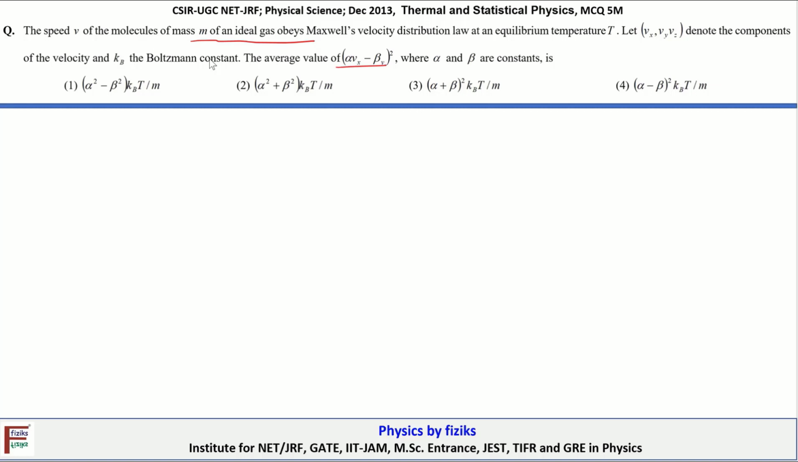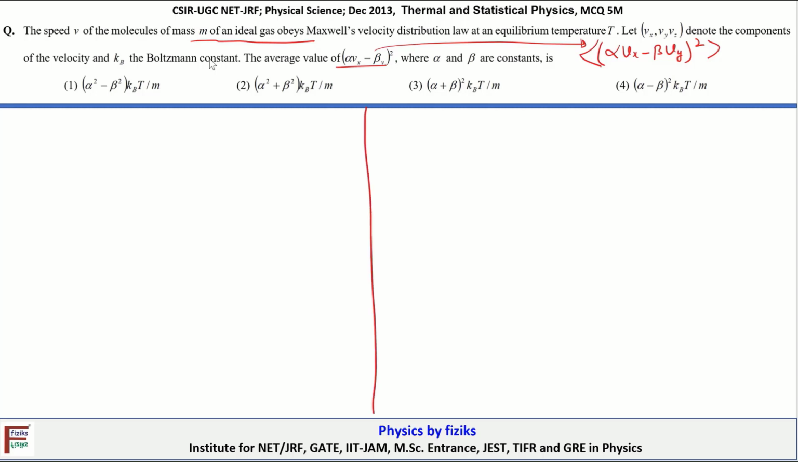Actually, let me write it here. What is asked here? It's not written correctly here. Alpha Vx minus beta Vy, its whole square, and what is its average value. So we have to determine the average value of this expression. Okay, so in Maxwell-Boltzmann velocity distribution we have learned.